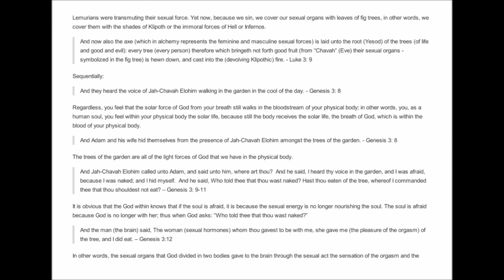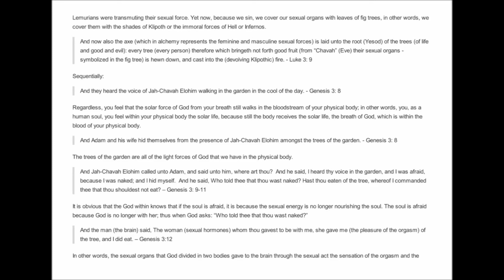And they heard the voice of Jehovah walking in the garden. Of course, still you feel that in your physical body is a force of God. When you are, as a human soul in the garden, you feel the life. Because it's still the body is with life. God is within the physical body. In the cool of the day, Adam and his wife hid themselves from the presence of Jehovah among the trees of the garden.